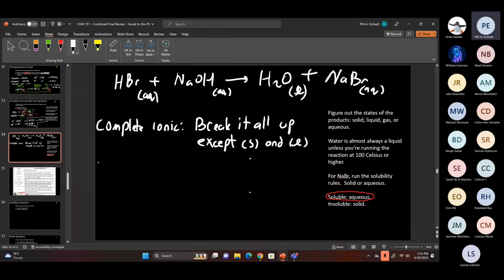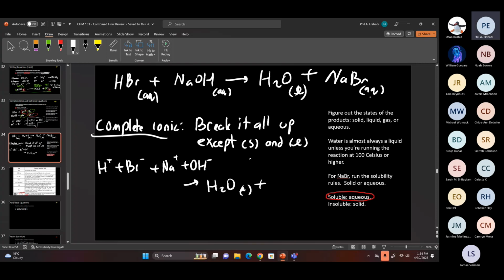So HBr breaks into H plus and Br minus. NaOH breaks into Na plus and OH minus. H2O is a liquid, so you still write it as H2O liquid. And then NaBr is another AQ, so you break that up. Na plus and Br minus.